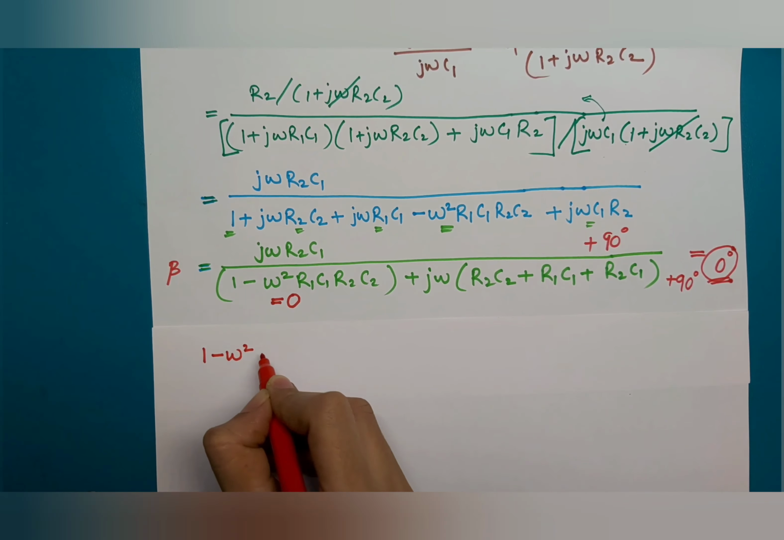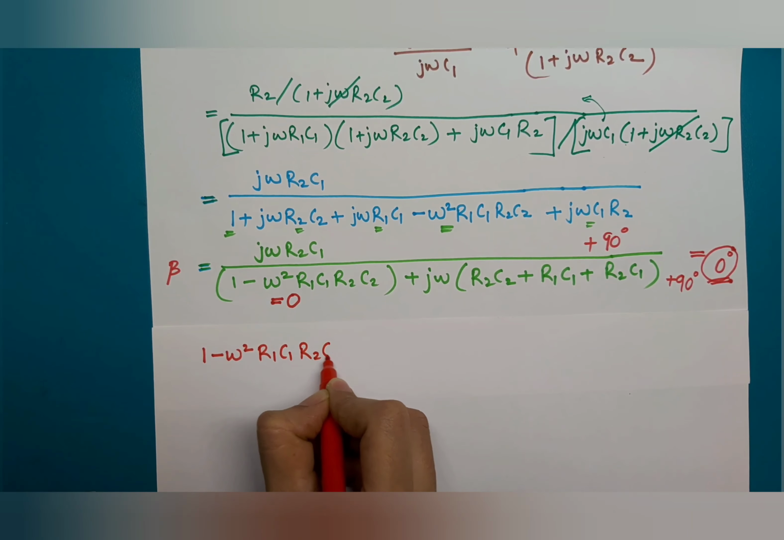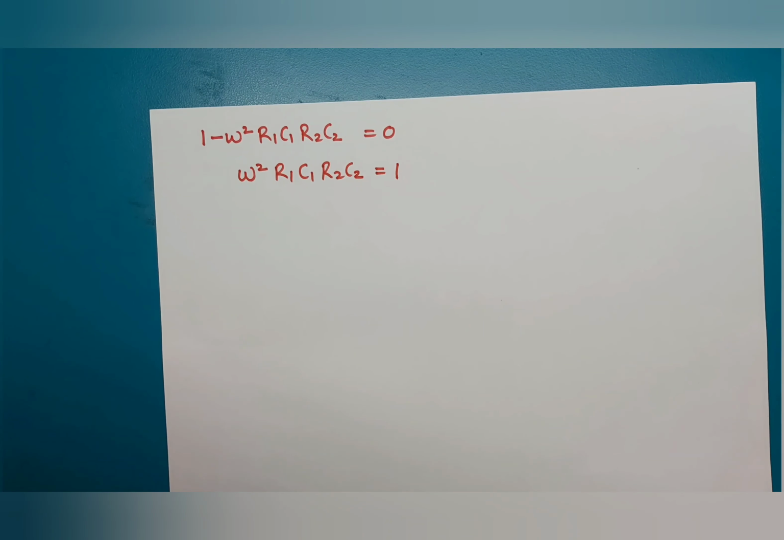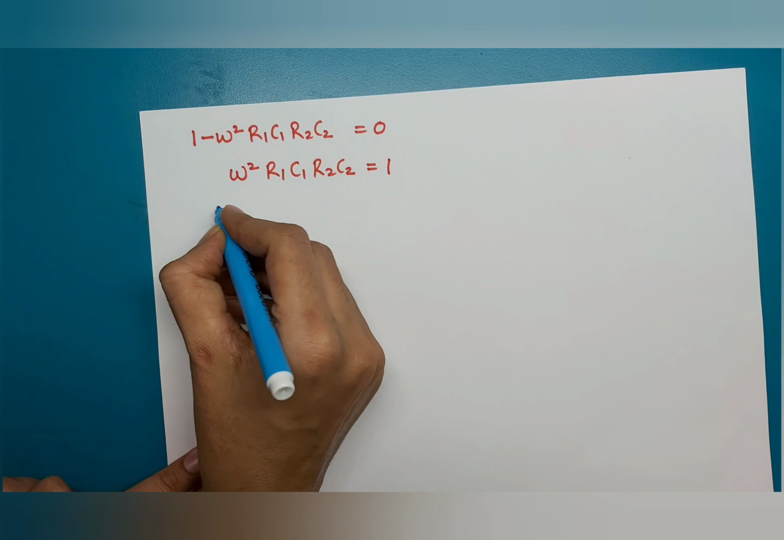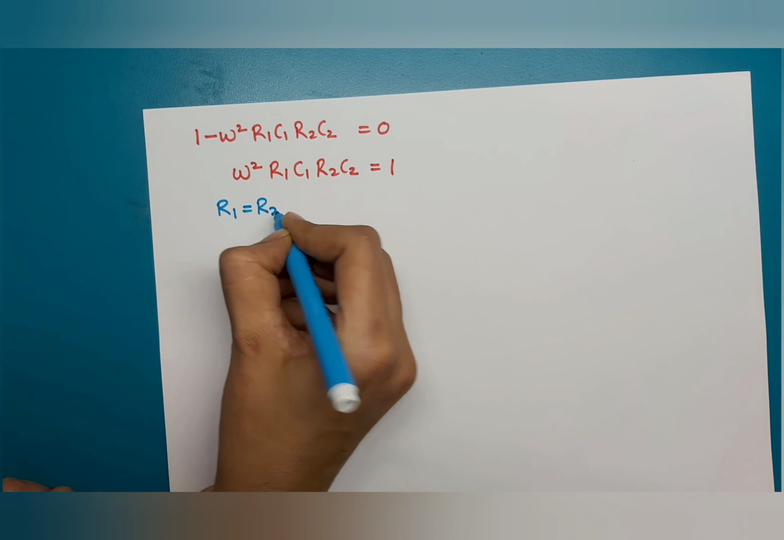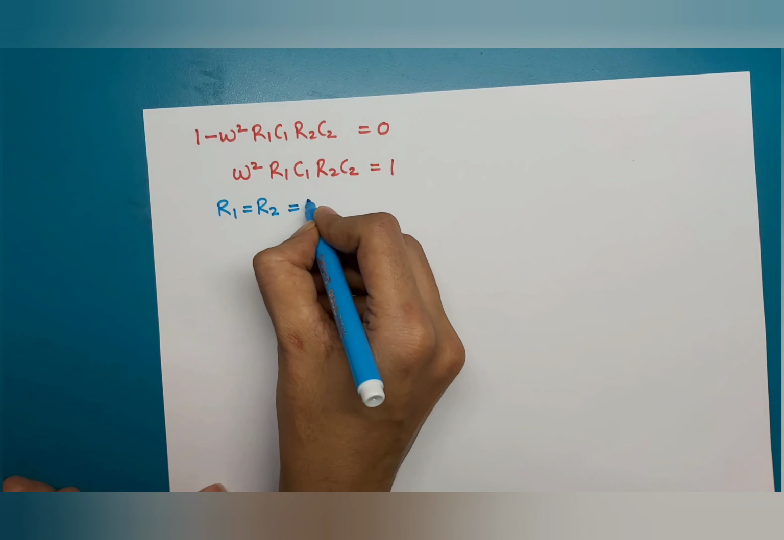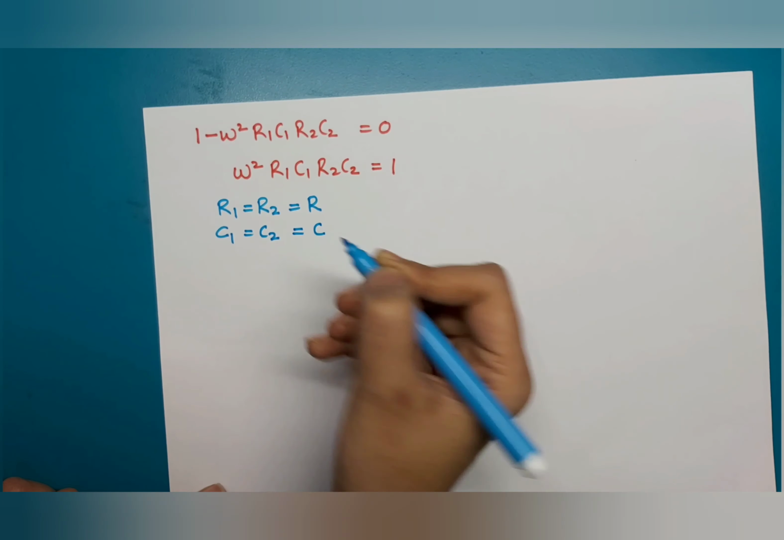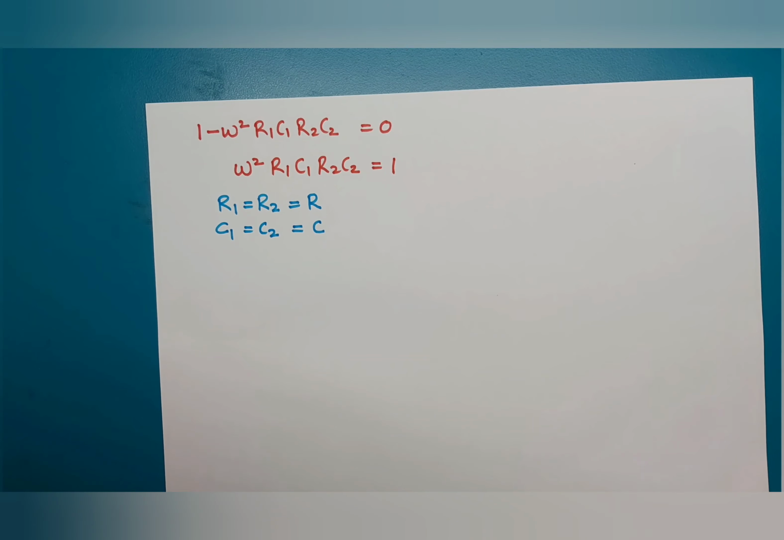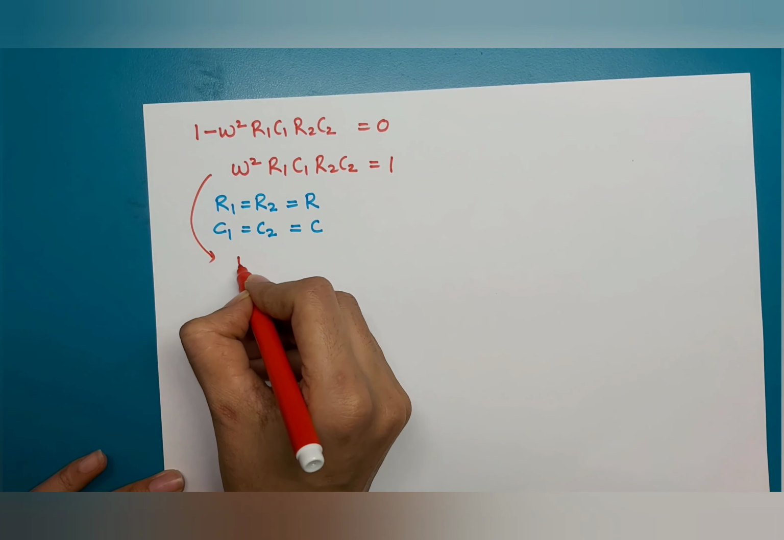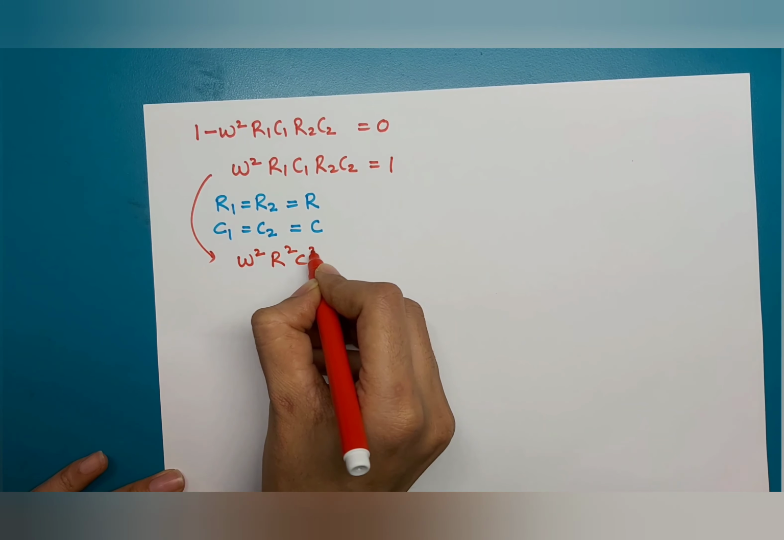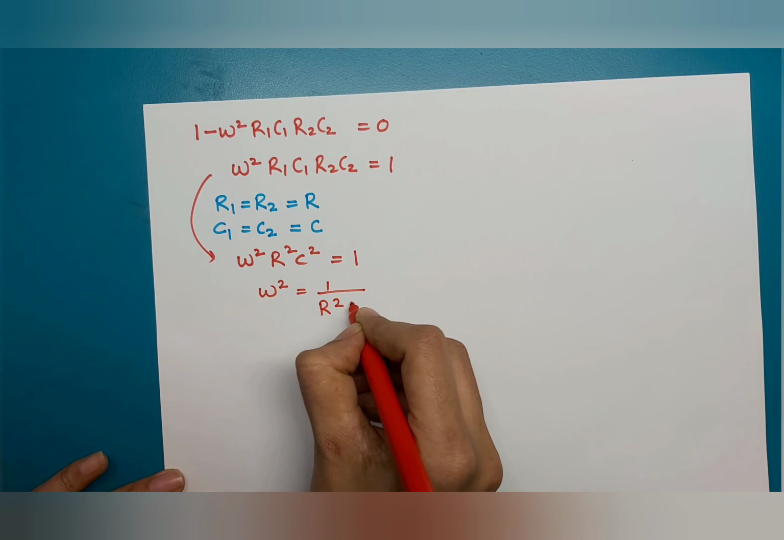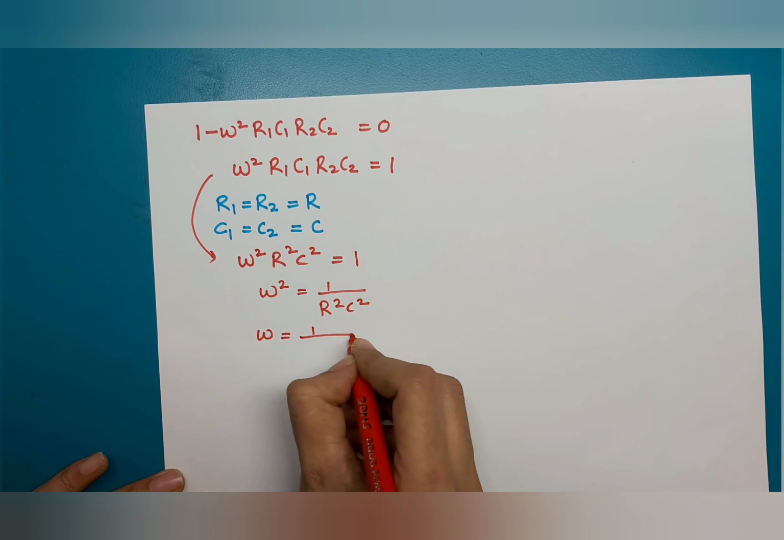the real part of the denominator should be equal to 0. If we use the condition that the two resistors R1 equal to R2 have the same value R, and the two capacitances have the same value C, then we can write this expression as omega square R square C square is equal to 1. Omega square is equal to 1 upon R square C square, that is omega is equal to 1 upon RC.